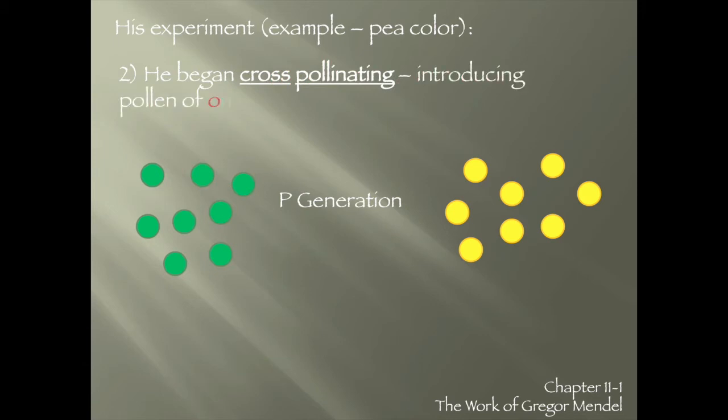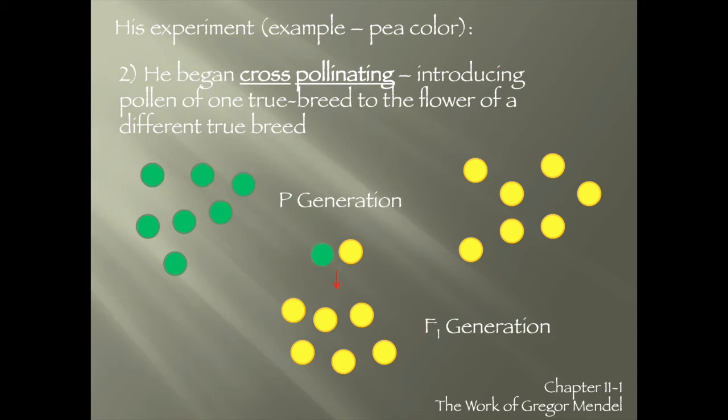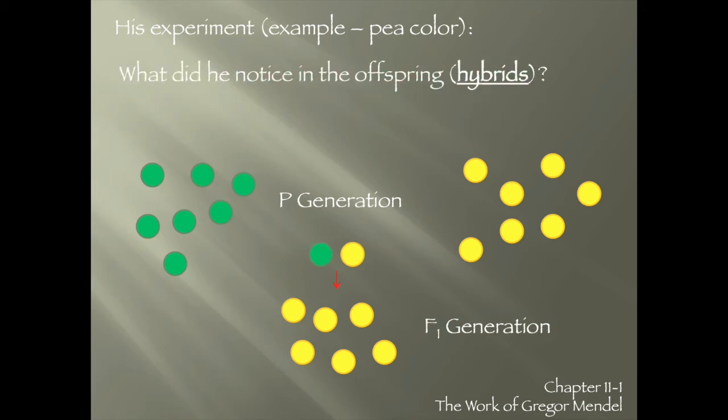The next step is he actually cross-pollinated the batches. So he took, for instance, the pollen of a green pea and he fertilized the egg of a yellow, and he created a new generation that he called the F1 generation. So what did he notice? This is where his experiment actually started to produce some kind of results. In the offspring that we call hybrids, meaning you have parents of different traits, their parents, for instance, were green and yellow.